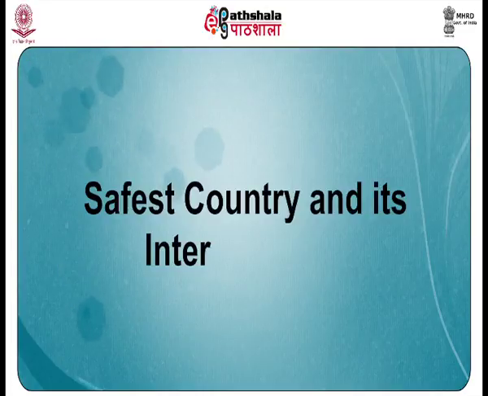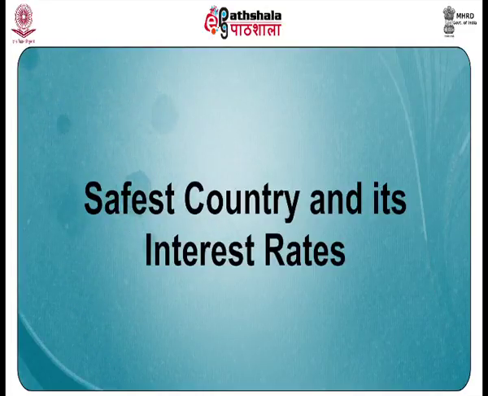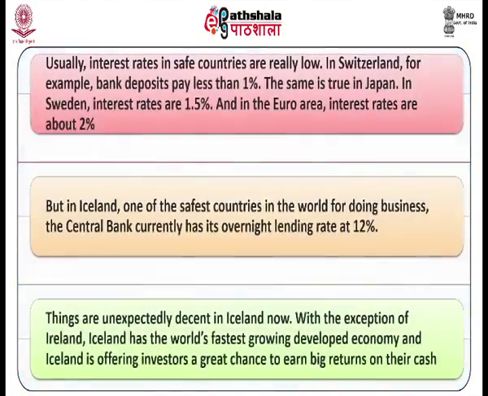Now we will discuss the safest country and its interest rate. Usually interest rates in safe countries are really low. In Switzerland, for example, bank deposits pay less than 1%. The same is true in Japan. In Sweden, interest rates are 1.5% and in the euro area, interest rates are about 2%. But in Iceland, one of the safest countries in the world for doing business, the central bank currently has its overnight lending rate at 12%.